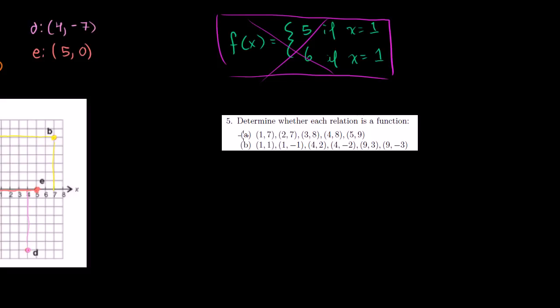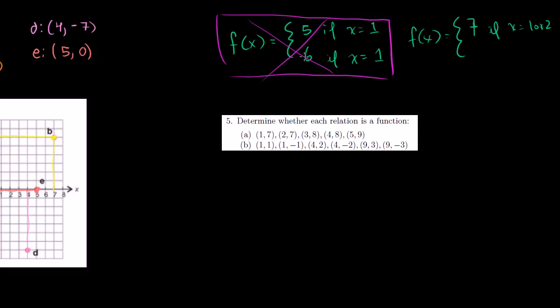So in this first part, part A, if x is 1, then y is 7. If x is 2, y is 7 as well. That is OK. You can have two x values getting the same y value. For example, that would be like saying f of x is equal to 7 if x is equal to 1 or 2. This is completely fine. For two different x values, you can get the same output value.